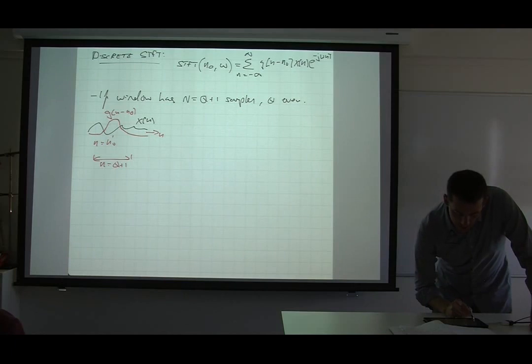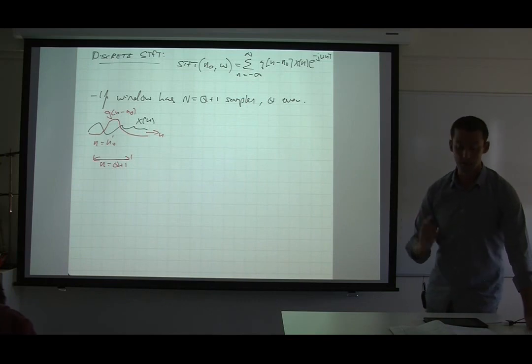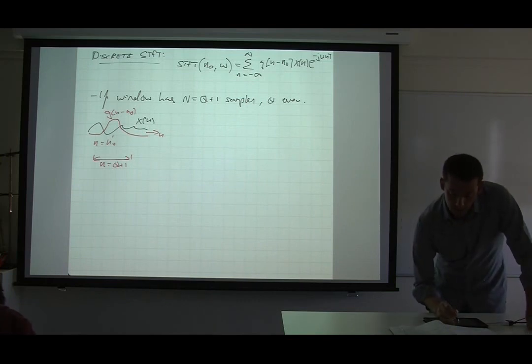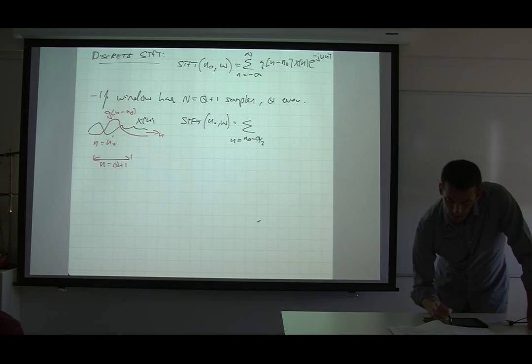So now I could write, and this is just a bunch of algebra now, so it's a little bit tedious, but let's go through it. The short time Fourier transform will now be at N naught and omega. The summation will go N equal to N0 minus Q over 2, all the way up to N0 plus Q over 2. And the rest is the same. G of N minus N naught, X of N, e to the minus j omega nT.